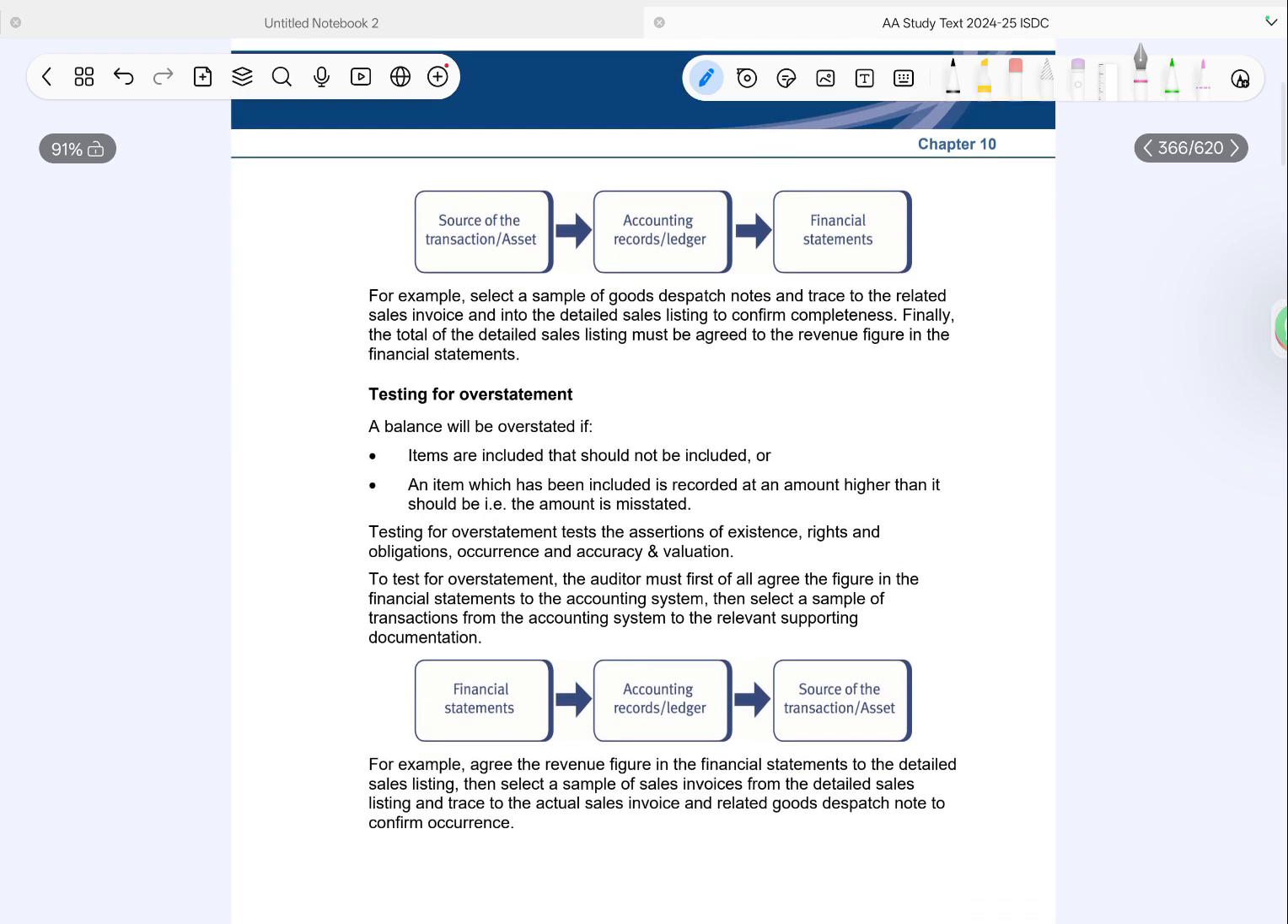To test for understatement, the auditor starts from outside the accounting systems and traces transactions into the records. For example, selecting, I'll just write it, outside to inside. This is very confusing. Even I got confused. So yeah, it's better if you learn it.